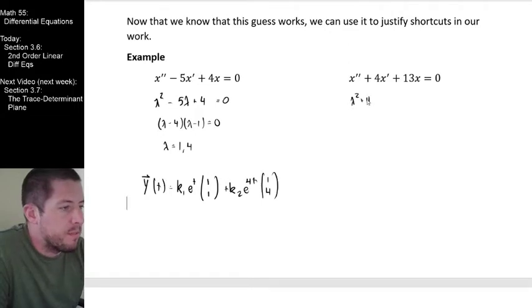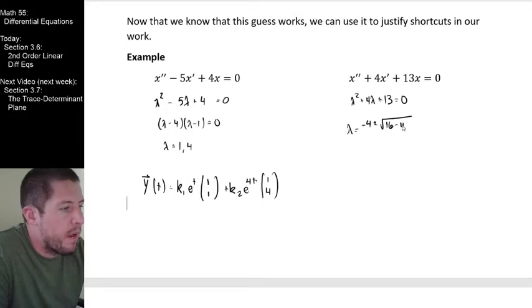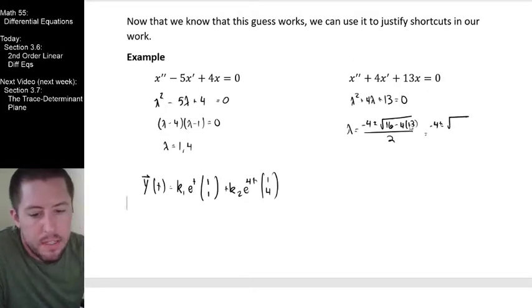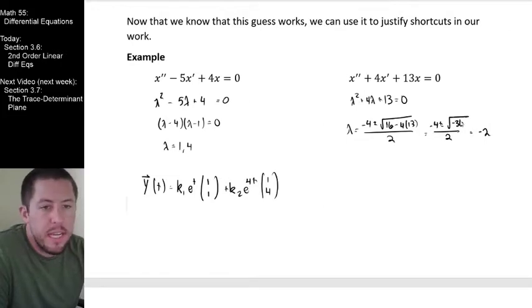Lambda squared plus 4 lambda plus 13 equals 0. I recognize I can't factor it, so I've got to go to my quadratic formula. Negative 4 plus or minus the square root of b squared minus 4ac, all over 2a. And what's that? Negative 4 plus or minus the square root of 16 minus 52, which is negative 36, over 2. So negative 4 over 2 is negative 2, and the square root of negative 36 is 6i. 6i over 2 is 3i.